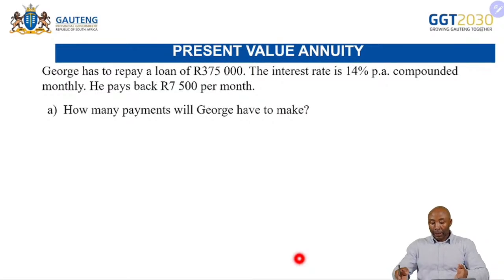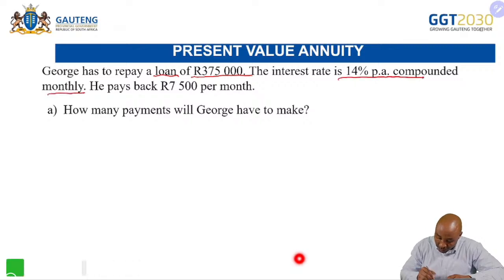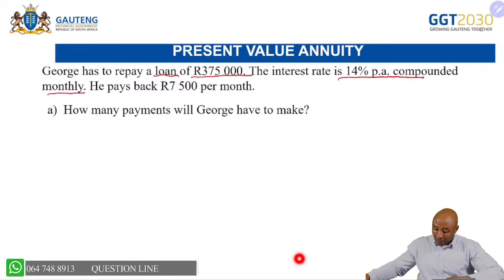Right, welcome back. I hope you were able to answer this one. As you can see, it's a loan. We are using present value. Our loan amount is 375,000. Our interest is 14% per annum compounded monthly. Now, we do not know the number of payments, so we need to get N.